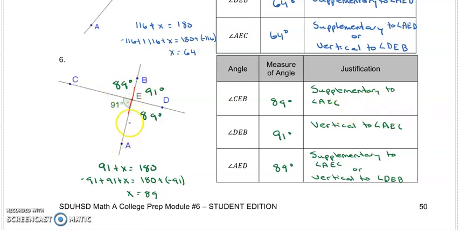And then to find this last one, angle AED, we have two options. We can say that it's vertical to angle AEC, or I'm sorry, supplementary to angle AEC, or vertical to angle CEB.